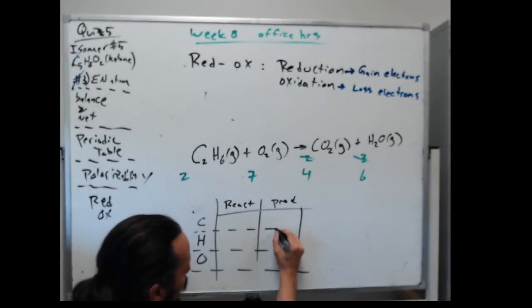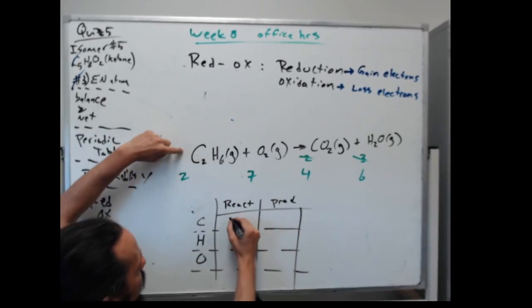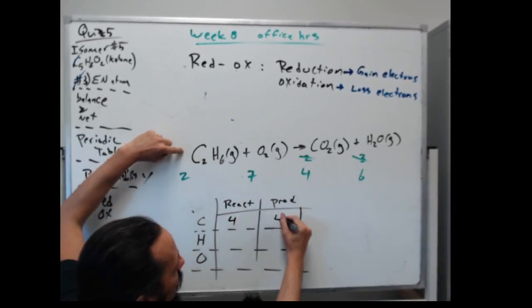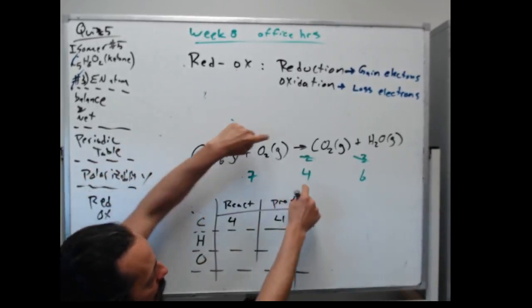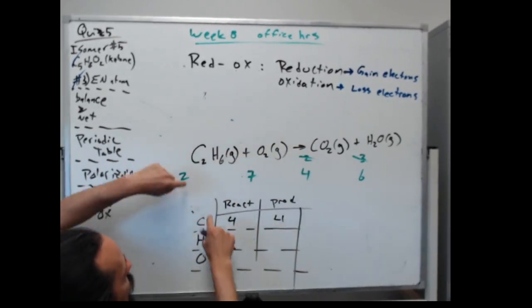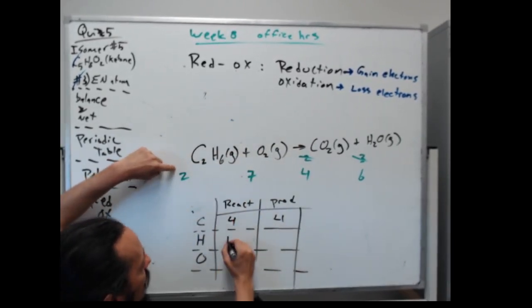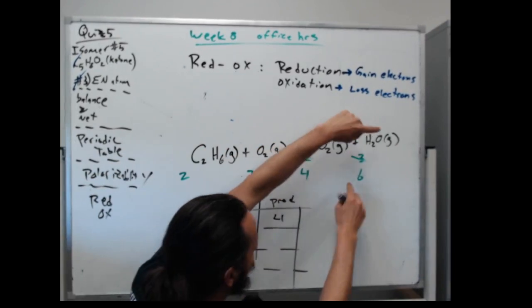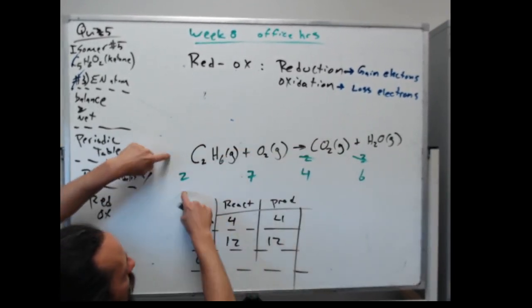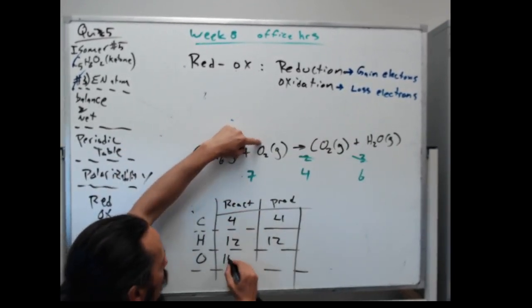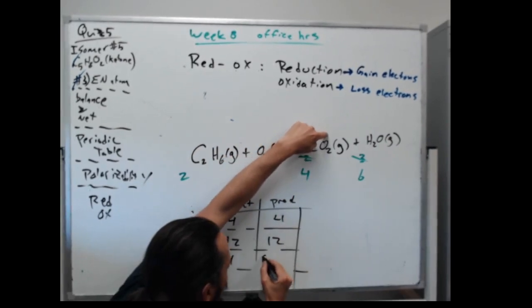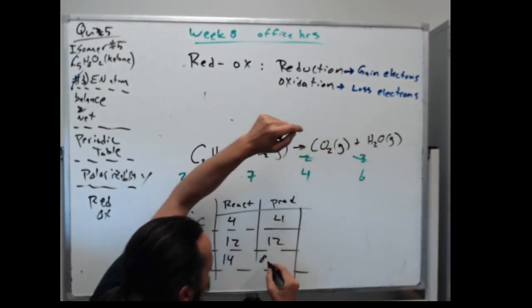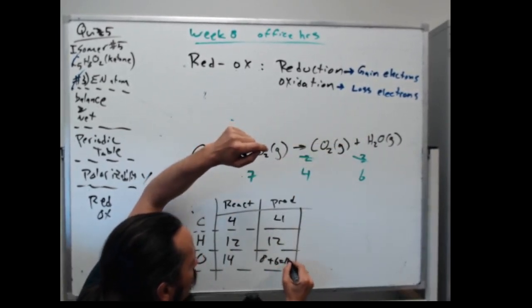But I'm going to check all of those. 4 carbons in my reactant side, 4 carbons in my product side, right? Because 2 times 2, 4 times 1. Hydrogens, 2 times 6 is 12. 6 times 2, 12. That looks great. Oxygens, 7 times 2 is 14. 4 times 2 is 8. 6 times 1 is 6. 14.